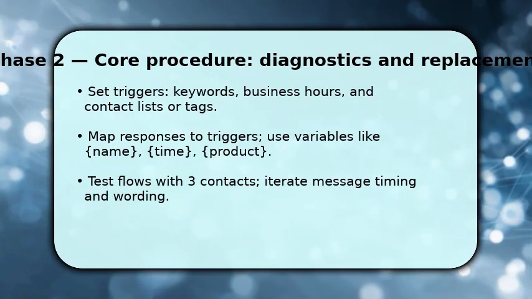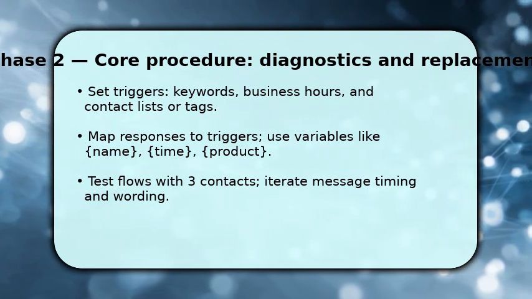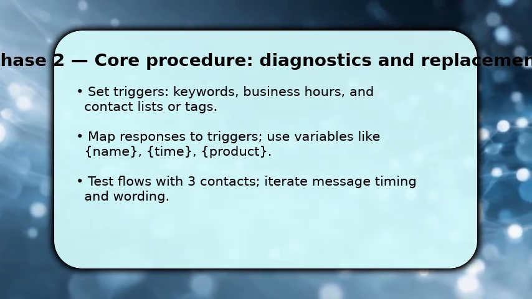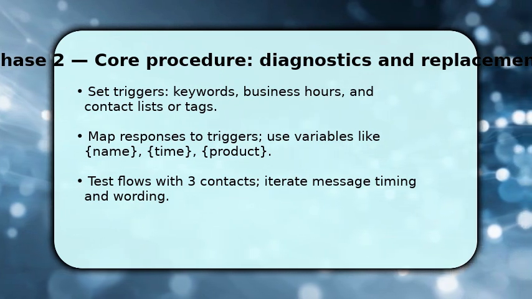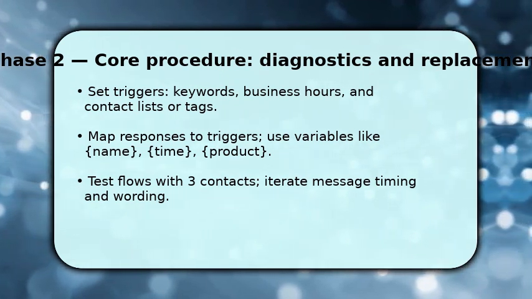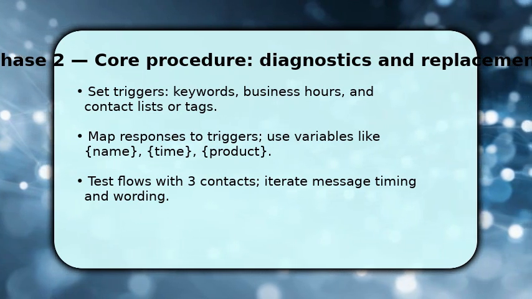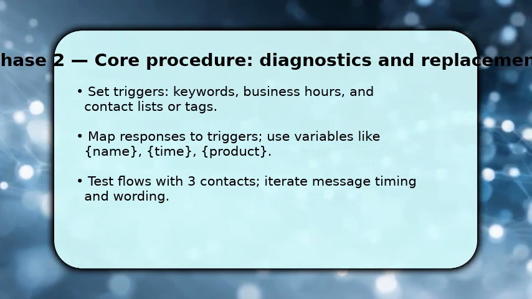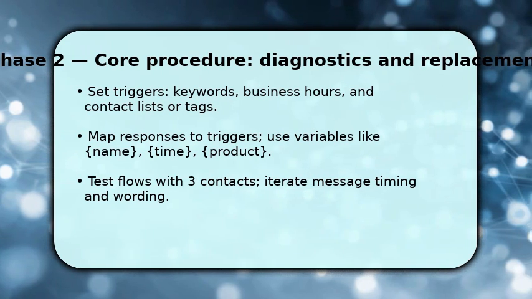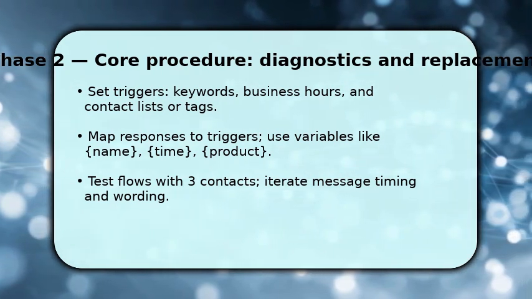You now configure the core rules and message flows so automation behaves intelligently. Define triggers using keywords, time windows such as business hours, and contact lists or tags to target responses. Map each trigger to a specific template and insert variables like name or time to personalize replies.